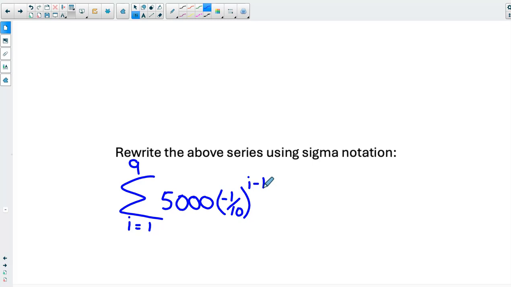Now I'm going to solve. So this is telling me find the sum of the first 9 terms given this. So the formula looks like this. It's going to look like 5,000.